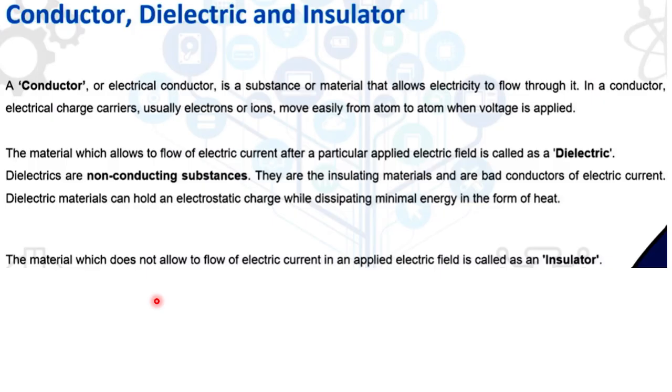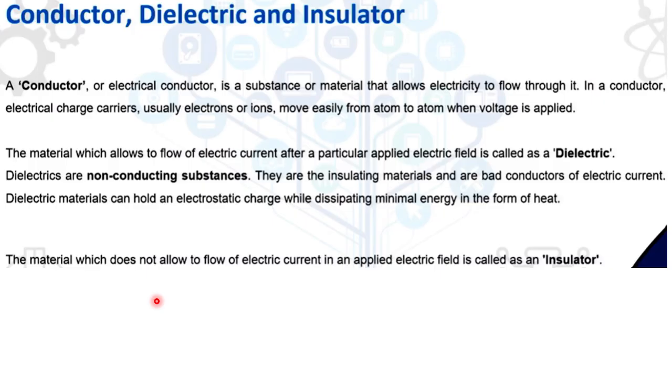Now, the material which allows the flow of electric current only after a particular applied electric field is called the dielectric. So what is the difference between an electric conductor and a dielectric? Up to a certain level of potential, the dielectric will not allow the flow of charge. So it can store that much amount of energy. One way you can say that.